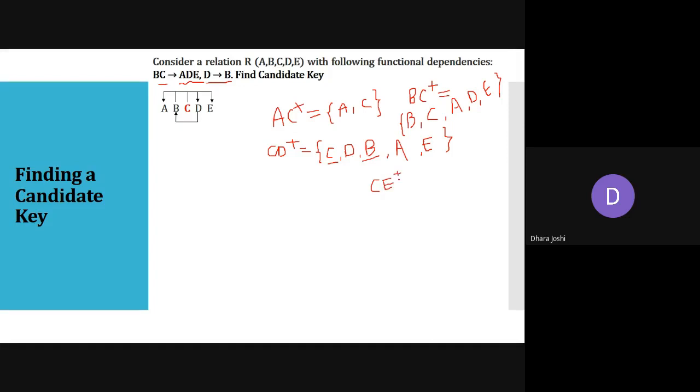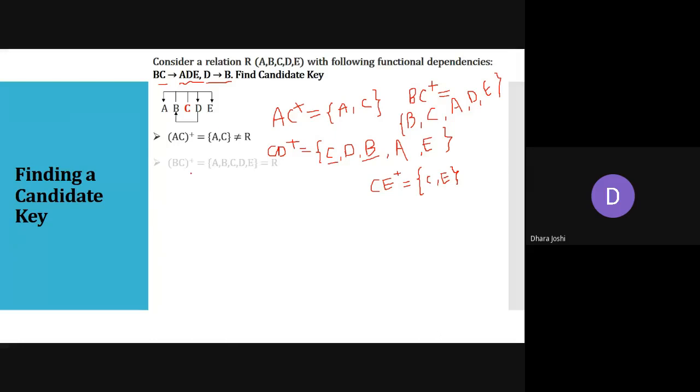CE plus. C and E must be a part of this, so first write that down and then reply with your answer. Okay, many of you have replied: Parth, CE; Karthik, CE; Krish, Nancy, Dhvani, Sunil. All of you replied correctly, because if I have the value of C and E, then I cannot achieve all the other column values. Okay, in a similar way you can see here, AC plus is AC.